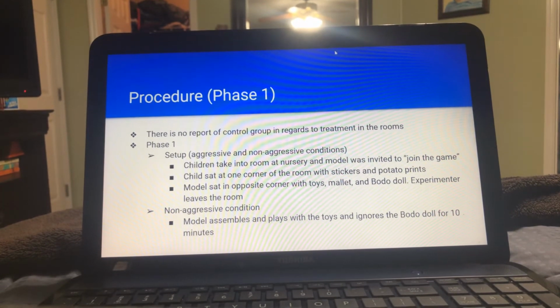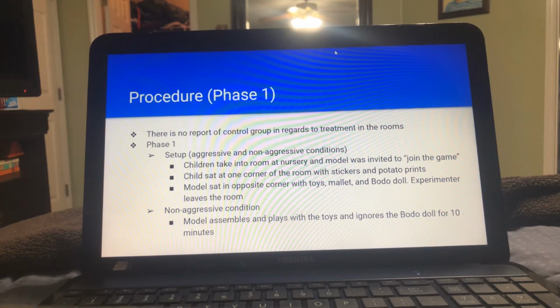Procedures. So it is important to note that there is no report of control groups. In regards to treatment in the rooms, it is assumed that they were just placed in the room with toys and they were observed to see what they would do.